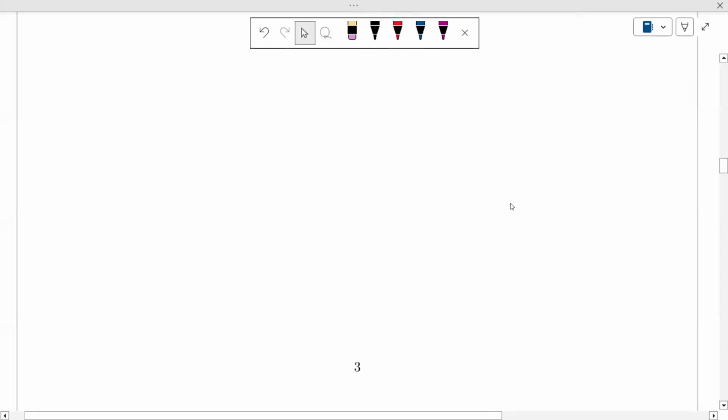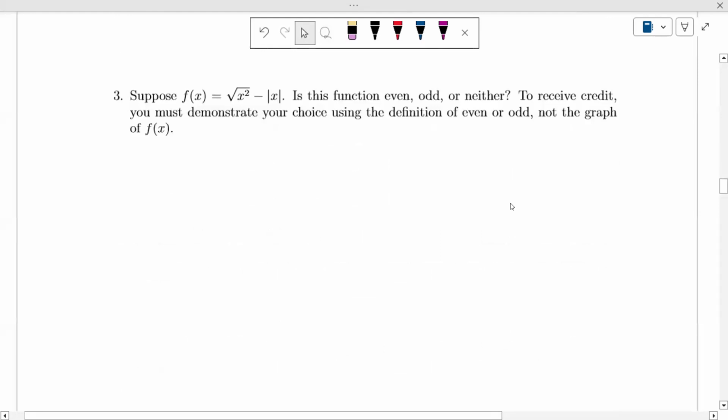All right, so let's move on to problem 3 then. Okay, so now we have f of x equals the square root of x squared minus the absolute value of x. And I want to know, is this function even? Is it odd? Is it neither?